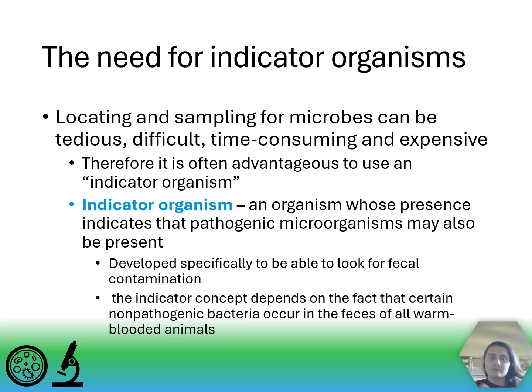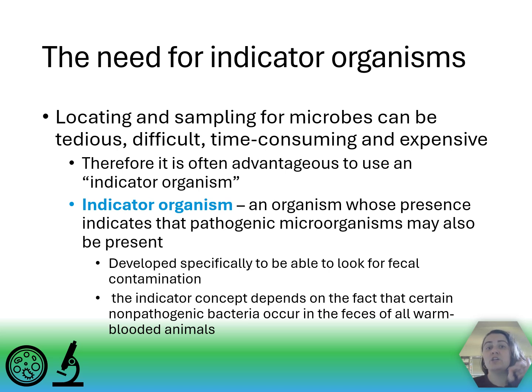So first things, why do we need indicator organisms? When we try to locate or sample for microorganisms, it can be tedious, difficult, time-consuming, and expensive. So if we can find an organism that is indicative that there is another pathogenic organism in the system, that's going to save us time, energy, all that good stuff. We define an indicator organism as an organism whose presence indicates that pathogenic microorganisms may also be present. Pathogenic means it causes disease.